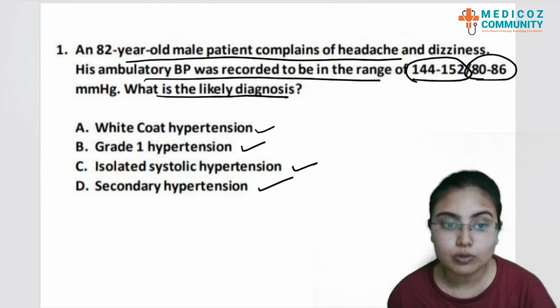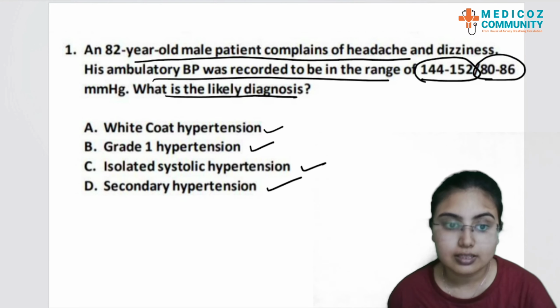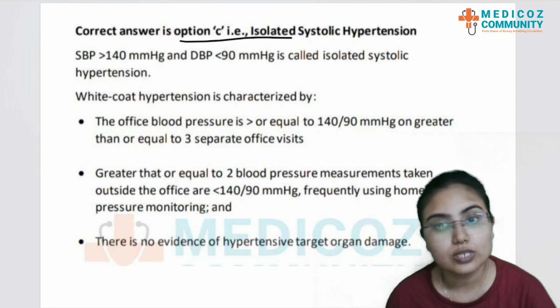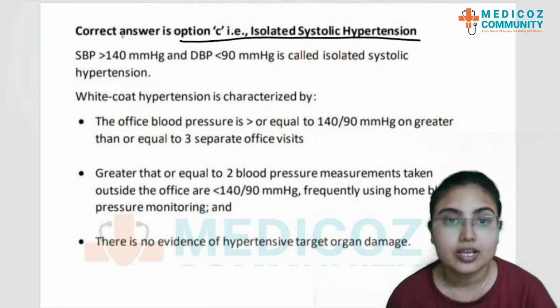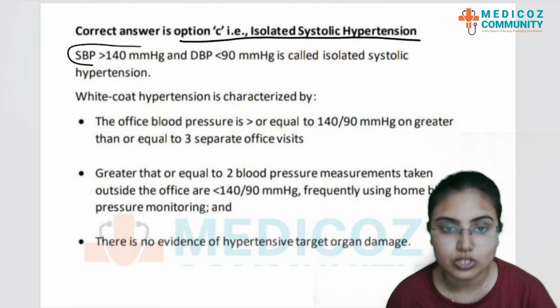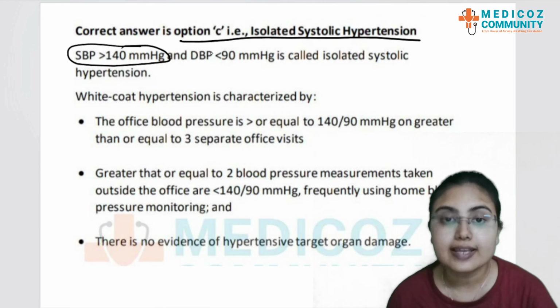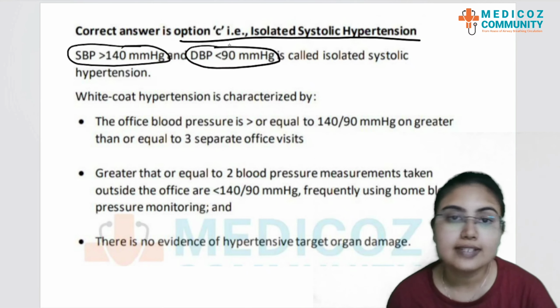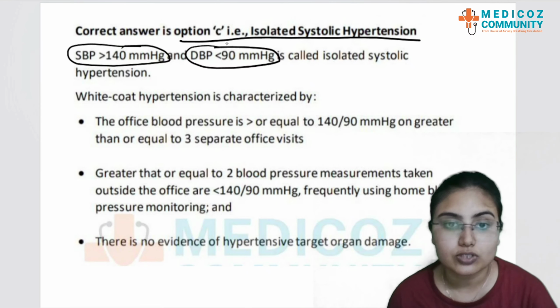I am going to give you a moment to think about the answer. The correct answer here is option C, isolated systolic hypertension. What is isolated systolic hypertension? Like previously told, when the systolic is more than 140 mmHg, while the diastolic BP is less than 90 mmHg, it is called isolated systolic hypertension.